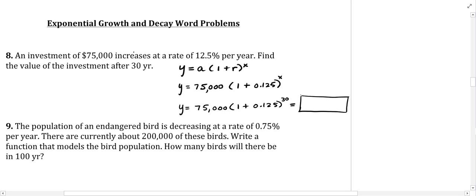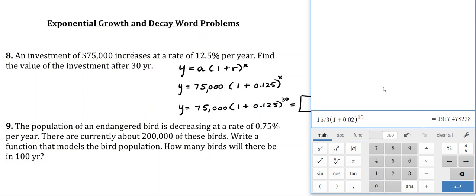So if it's increasing, that means we're going to have more money than $75,000. Well, first I want to have $75,000, which I don't, but here we go. 1, 2, 3. 1 plus 0.125. 108,871.